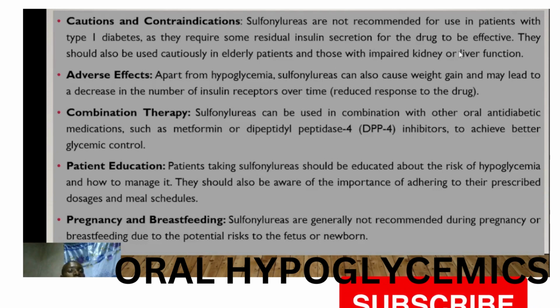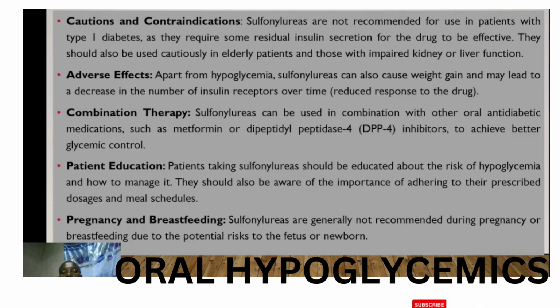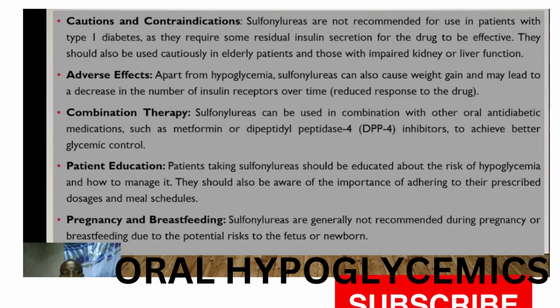So they should also be used cautiously in persons with impaired kidney or liver functions. Apart from hypoglycemia, sulfonylureas can also cause weight gain and may lead to a decrease in number of insulin receptors over time. Thus, they reduce the response to the drug, okay? On combination, sulfonylureas can be used in combination with other oral anti-diabetic medications such as metformin or the dipeptidyl peptidase 4 inhibitors to achieve better glycemic control. So patients taking sulfonylureas should be educated about the risk of hypoglycemia and how to manage it.